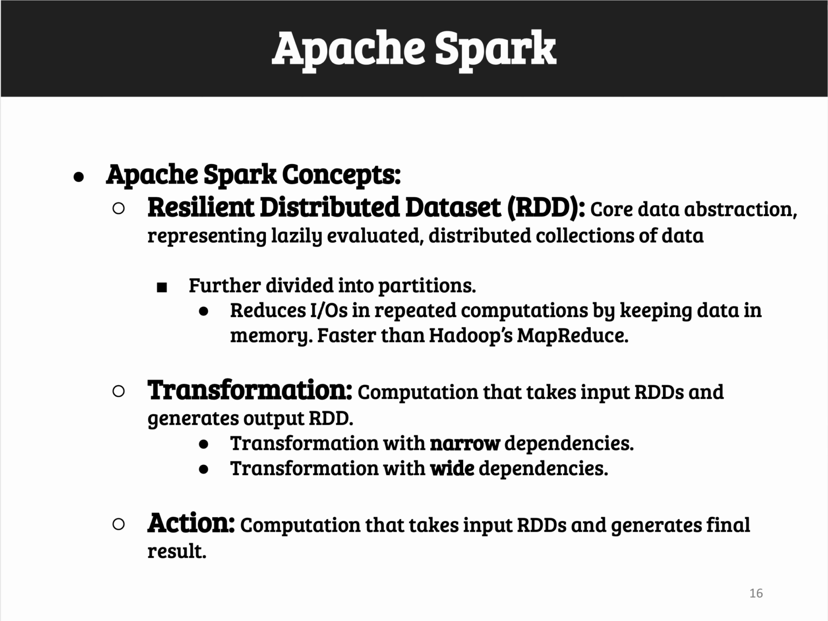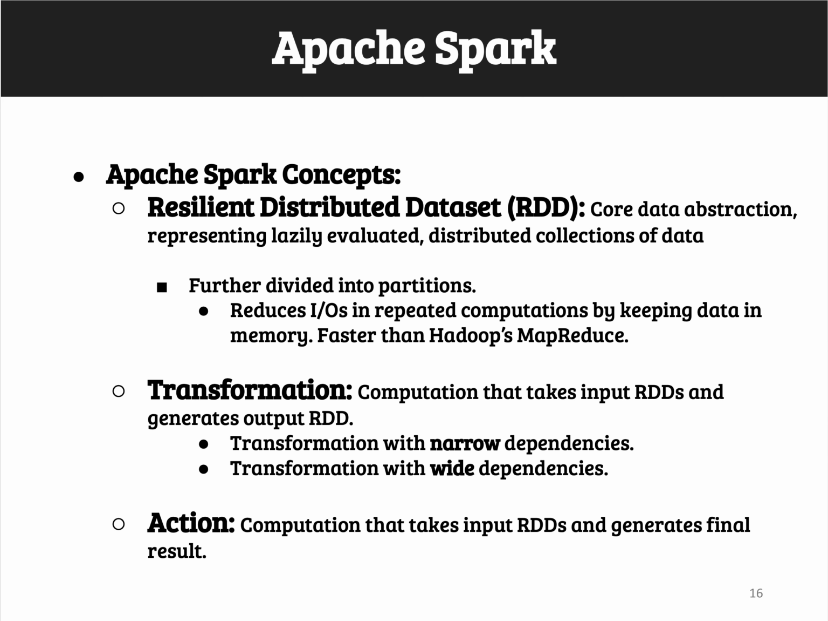The second important concept is called transformation, which is a computation that takes input RDDs and generates output RDD. There are two types of transformations: transformations with narrow dependencies and transformations with wide dependencies. In transformation with narrow dependencies, an output RDD is dependent on only a single input RDD, and as a result, there is no data shuffle. So communication among compute nodes is not needed. However, in transformation with wide dependencies, an output RDD is dependent on more than one input RDD, and as a result, data shuffle or communication is usually needed. So these transformations are very expensive.